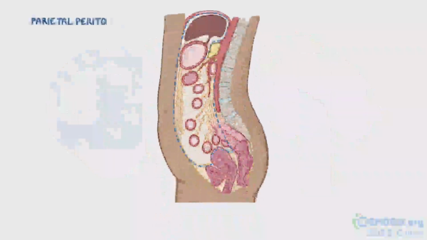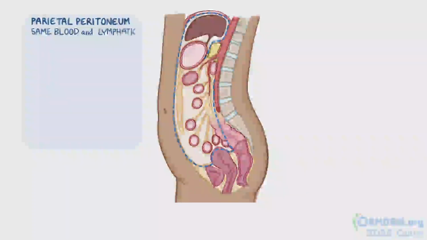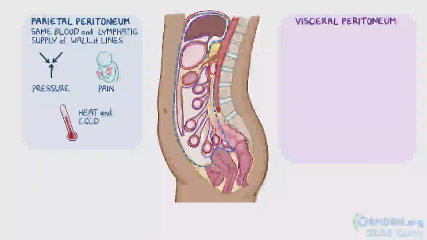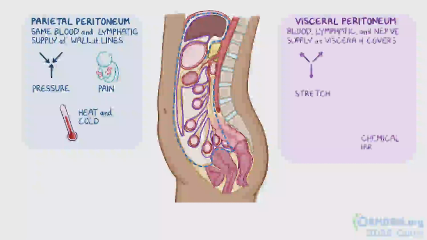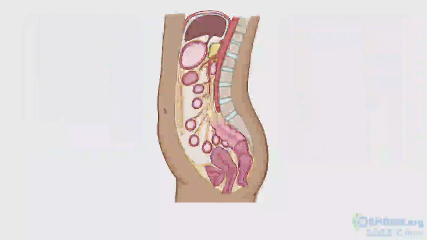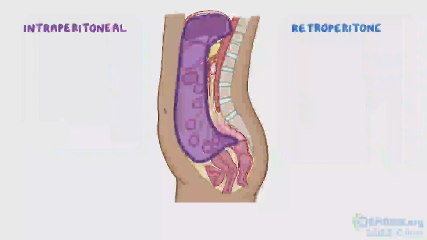The parietal peritoneum has the same blood and lymphatic supply and the same nerve supply as the region of the wall it lines, meaning it is sensitive to pressure, pain, heat, and cold. The visceral peritoneum, on the other hand, has the same blood, lymphatic, and nerve supply as the viscera it covers, meaning it is sensitive to stretch and chemical irritation. Depending on their relationship with the peritoneum, abdominal and pelvic organs can be either intraperitoneal, retroperitoneal, or subperitoneal.